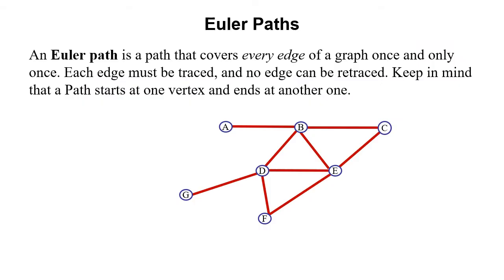An Euler path is the path that covers every edge of a graph once and only once. Every edge must be traced and no edge can be retraced. Keep in mind that the path starts at one vertex and ends at another one. So let's see an example of an Euler path. We're going to start at A and end at G, and we're going to trace every edge once and only once.